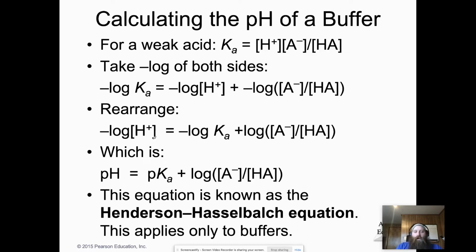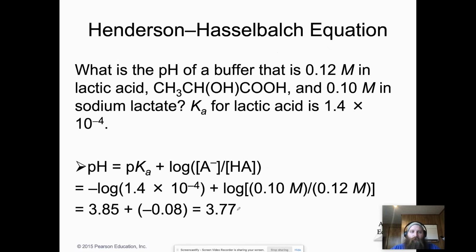Well, we know that the negative log of H plus is pH. We know that the negative log of Ka is pKa. And so the pH equals the pKa plus the log of the concentration of the anion over the concentration of the acid. And there's a name for this equation. It's called the Henderson-Hasselbalch equation. You need to know it. It only applies to buffers. That's the only time you'll use it. But this is the formula we use to calculate the pH of a buffer.